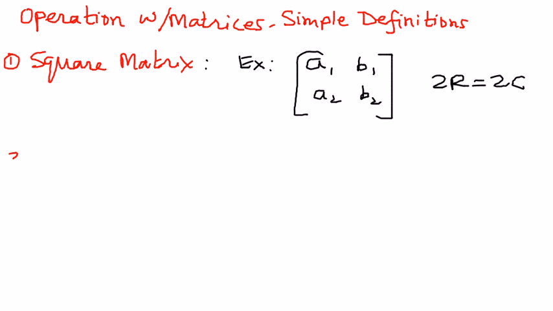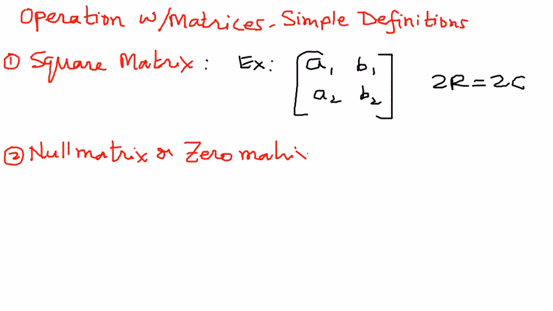Let's look at another example, another definition. Null matrix, or it's also sometimes called a zero matrix. So what is a null matrix or a zero matrix? When the elements inside the matrix are all zeros. For example, 0, 0, 0, 0. This is a null matrix. The elements in the matrix are zeros. Therefore, it is called a zero matrix.